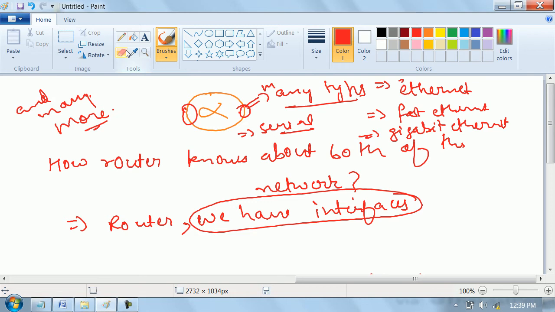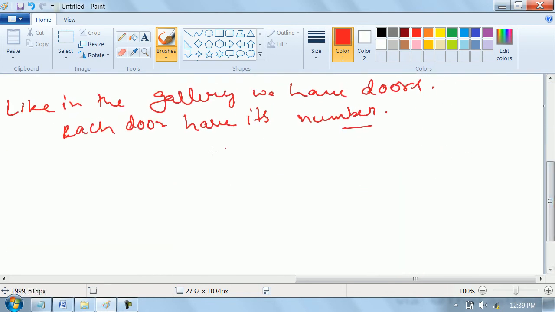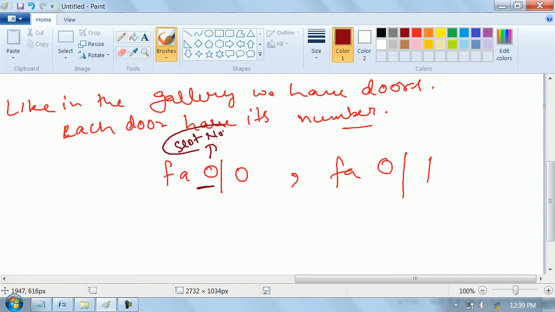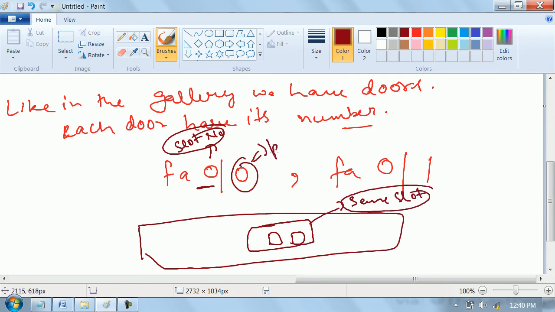This thing is clear. In a similar manner, on the router, we have a slot. What we have? Slot. What I am trying to say, as you people are doing practicals in the lab, you have seen this thing many times. Port numbers are always like this: 0/0, 0/1. Now, what is this 0? This 0 is actually the slot number. This is a router. Here you will find ports. It means both the ports are located in the same slot. And what is this thing? Port number.